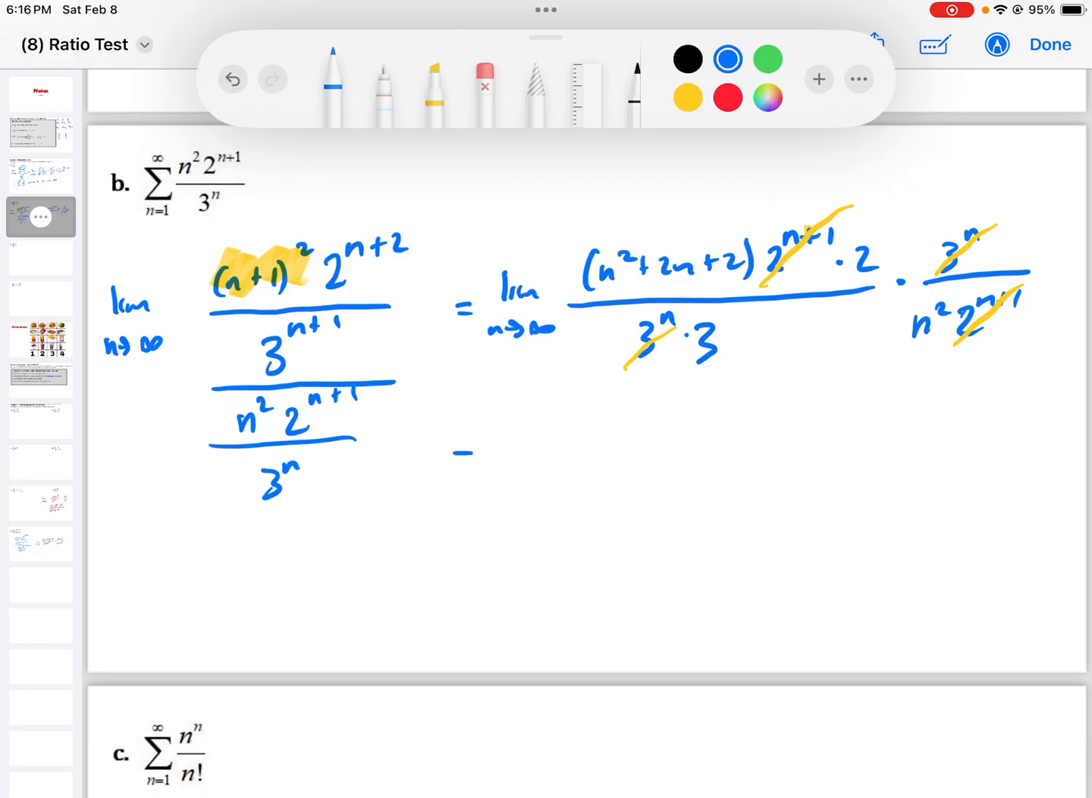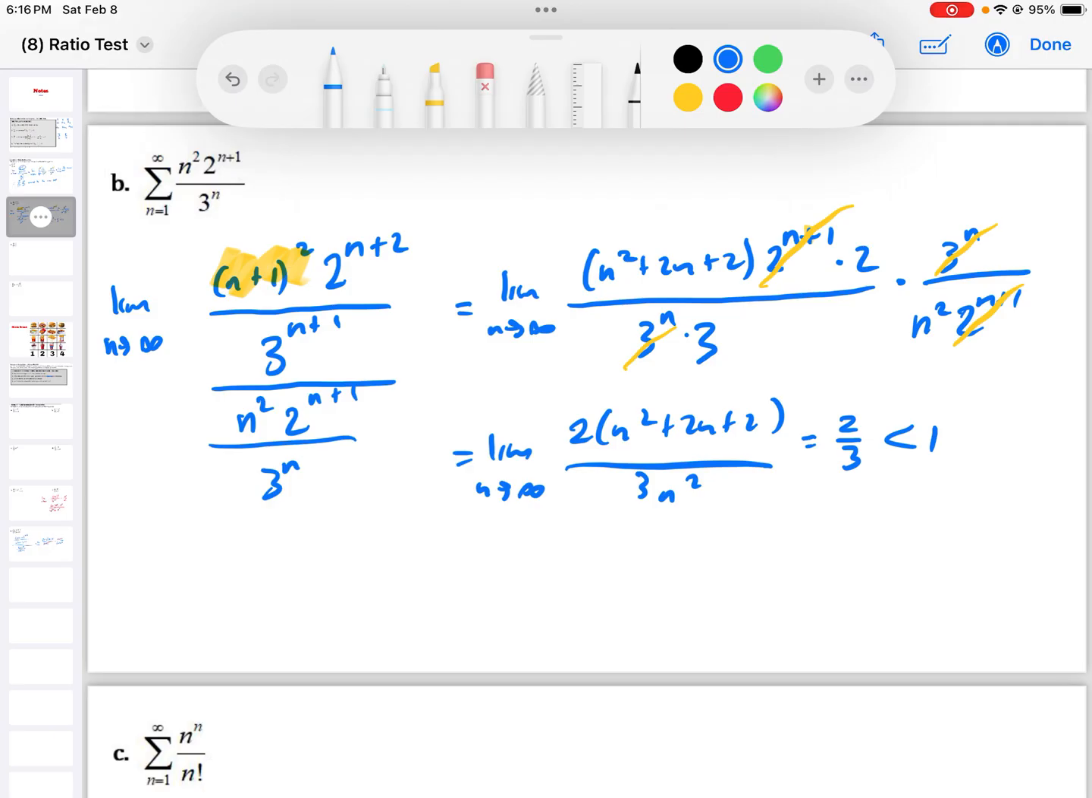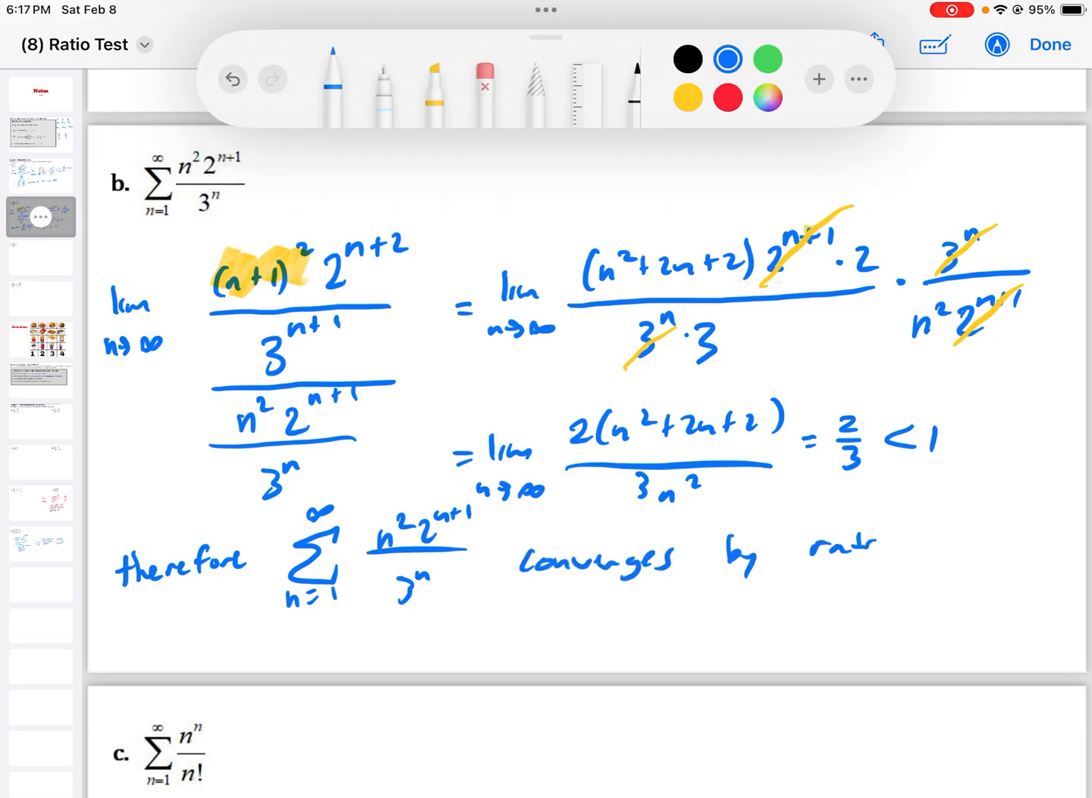So it looks like on the top, I'm just going to rewrite this as equal to the limit as n goes to infinity of 2n squared plus 2n plus 2 over 3n squared. And I know as n goes to infinity, this limit would be 2/3, which is less than 1. And I should have written this on this paper, on this problem. Less than 1, therefore ratio test. All right, so since that's less than 1, therefore the series converges by the ratio test.